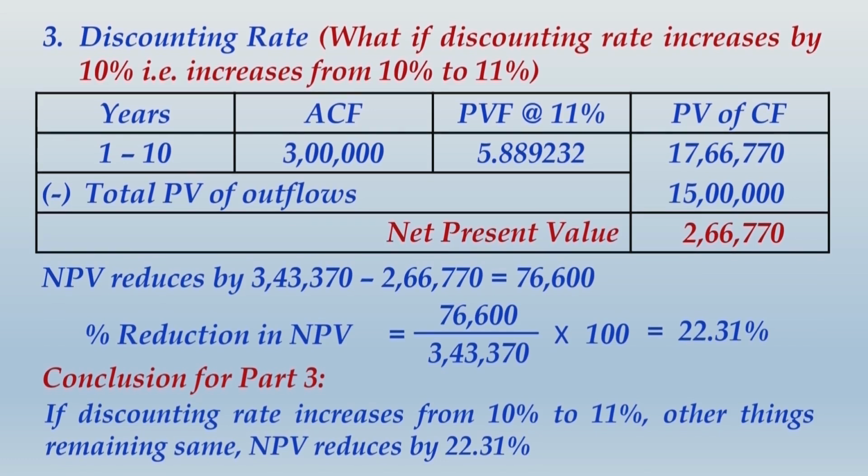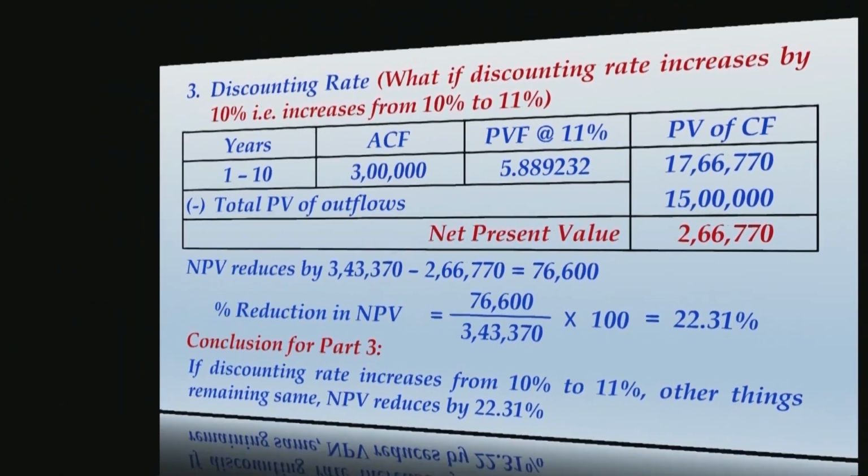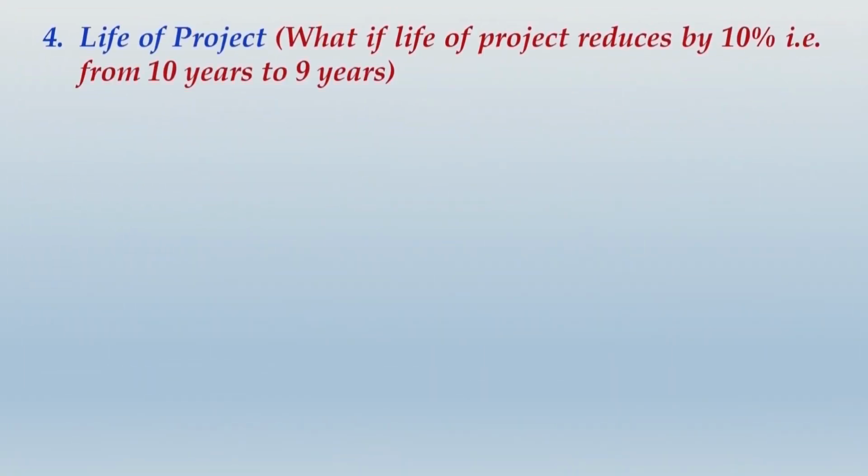Alright friends, once you have completed writing the calculations and conclusion for part 3, let us move ahead and deal with part 4, life of the project. So here the focus is on the life of the project with a 10% change. So what will happen if the life of the project reduces from 10 years to 9 years?